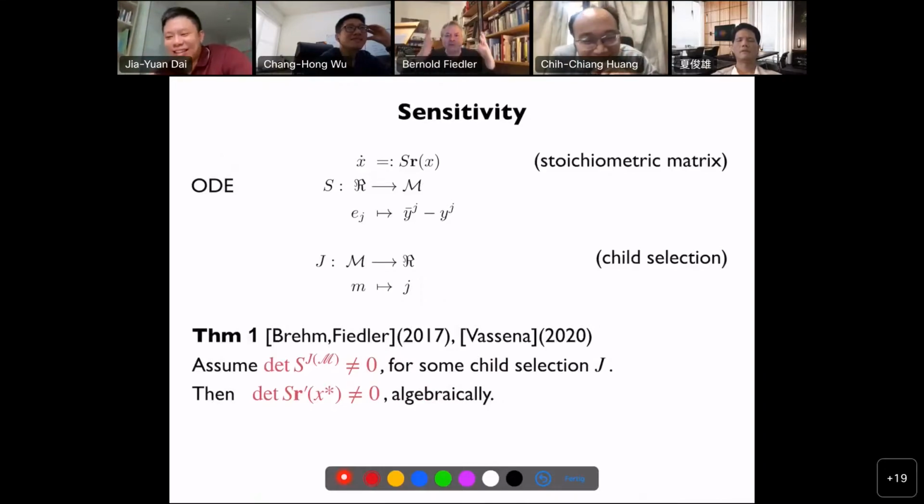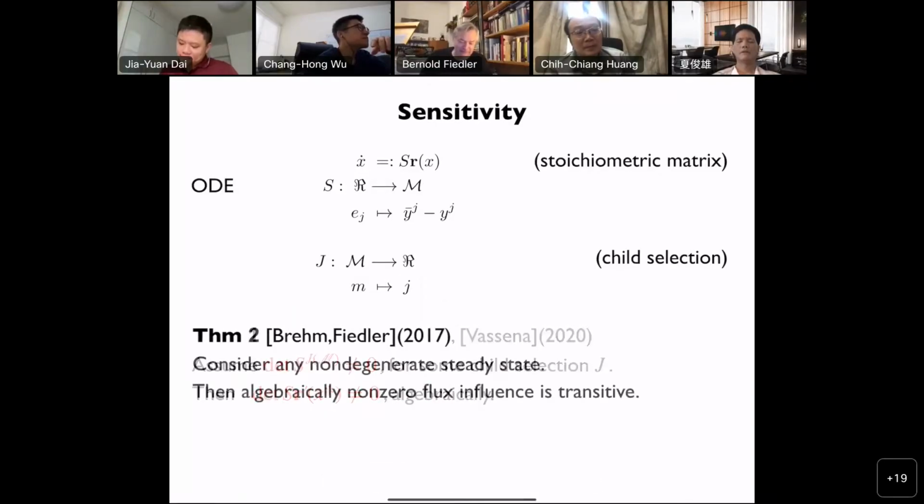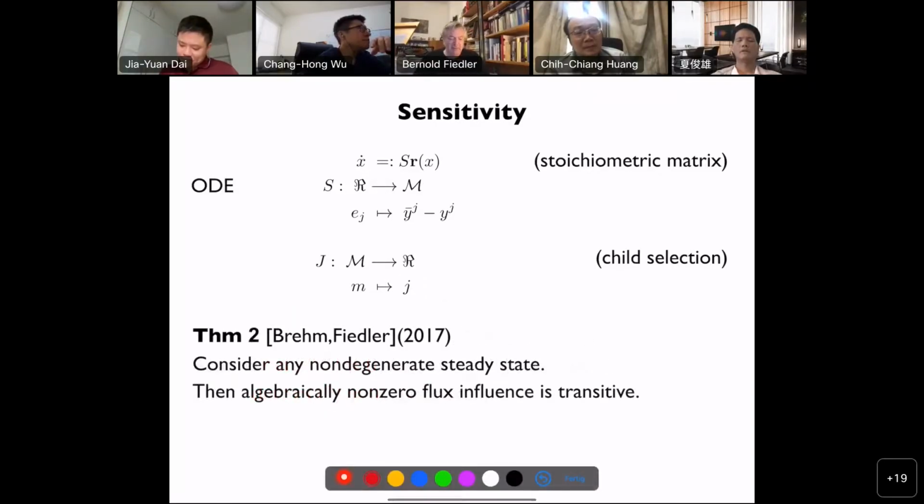And if you have a large network and you don't know who the plumber was, then this is quite a formidable task in large networks to figure out what happens when you push one of the flow rates. So here is the result, jointly with Bernhard Brehm.